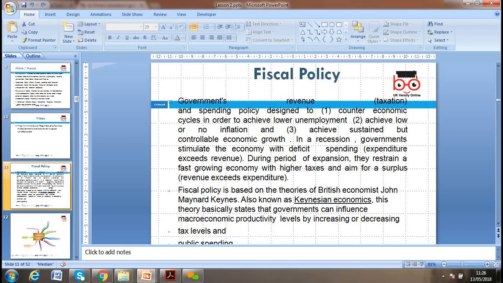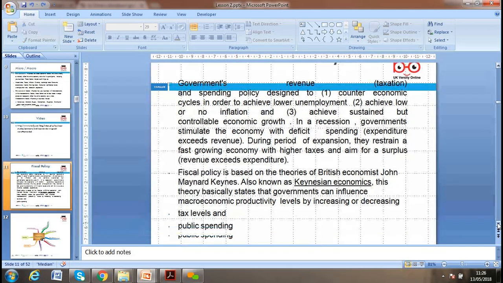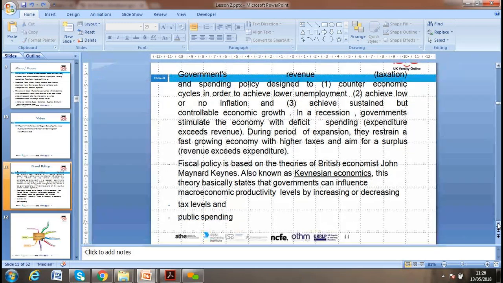In recession, the government stimulates the economy with deficit spending, expenditures exceeding revenue. During a period of expansion, it then restrains a fast-growing economy with higher taxes and aims for a surplus, revenue exceeding expenditures. One of the great scholars, Maynard Keynes, whose theory is also known as Keynesian economics, basically states that government can influence the macroeconomic productivity level by increasing or decreasing the tax levels within a country, and public spending.